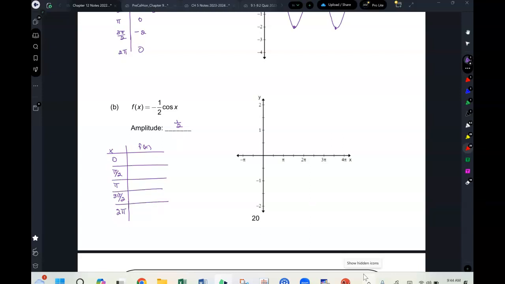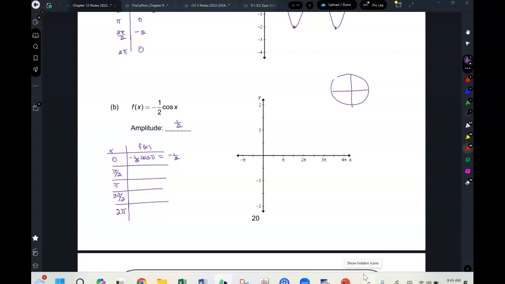Okay, so here we go. You shouldn't have to draw this every single time. What I like to do is think, okay, 0 is over here, and the cosine is +1 there. So how much would it be here? It's -1/2 cosine of 0. Cosine of 0 is 1. This is -1/2.